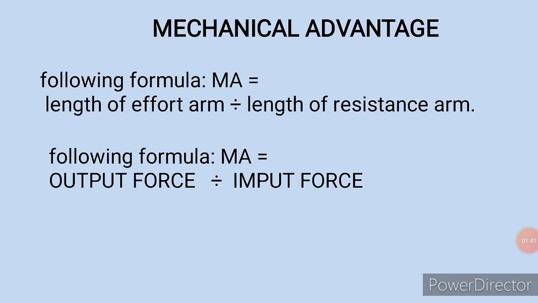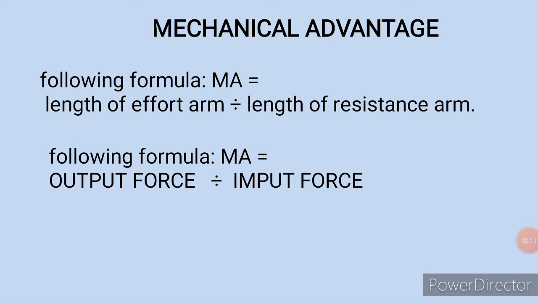If you want to calculate it, you either say it is the length of the effort arm divided by the length of the resistance arm, that is for the lever, or use a general formula that says your output force divided by your input force. So if I give you a question to calculate the mechanical advantage for me, you simply put your output force up and divide by your input force. Okay, it gives you the mechanical advantage.